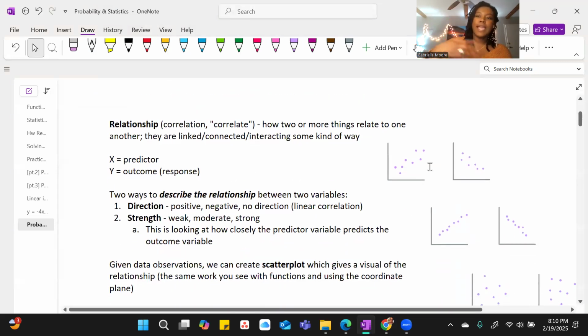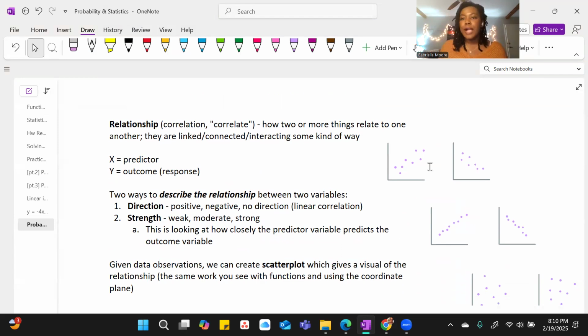And oftentimes we're looking at data that involves two variables. So maybe something like the temperature outside compared to the number of ice cream sales. So how do these two relate, if there's any sort of relation? So we talked a little about this. The definition of relationship is how two or more things simply relate to each other. And we talk about how they're linked or connected, maybe even how they're interacting.